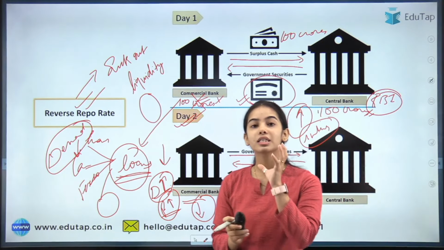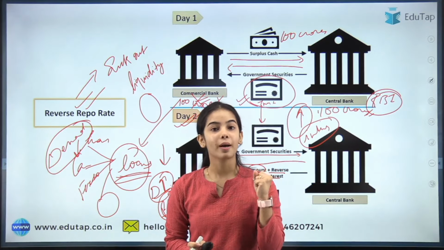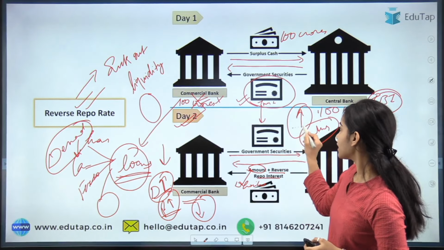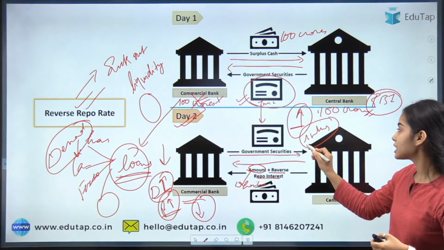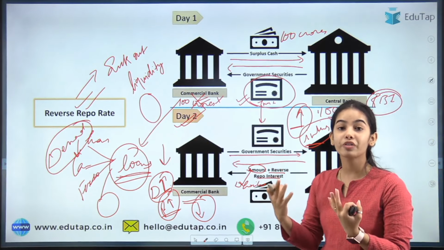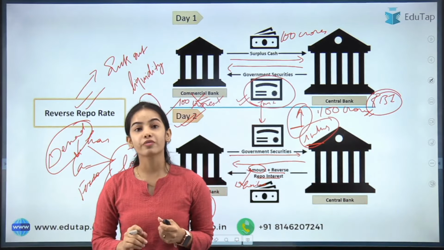When the demand reduces, the prices will start reducing. So in this way, the central bank can suck out the liquidity from the commercial banks by increasing the reverse repo rate. When the reverse repo rate increases, that means the interest is increasing, and the banks will be more motivated to deposit their money with the central bank. So this is the process of reverse repo rate.